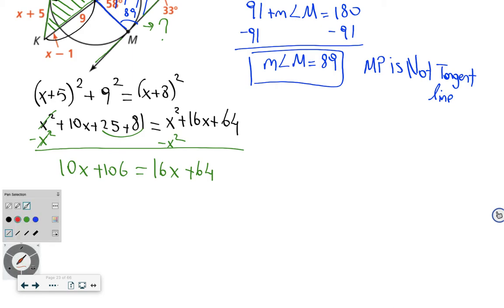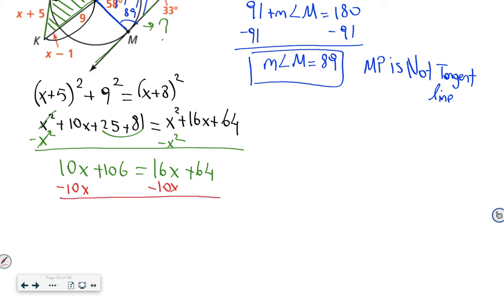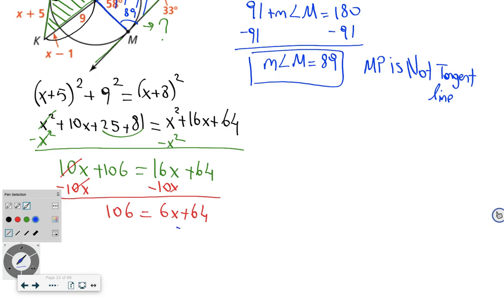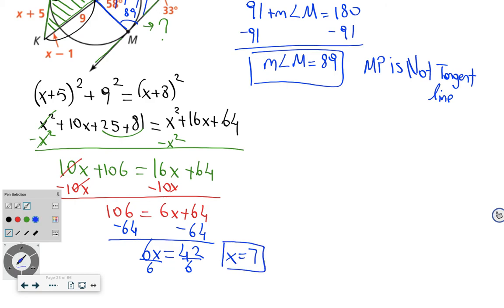If I subtract 10x from both sides, you will get that 106 is going to be equal to 6x plus 64. If you subtract 64 from both sides, you will get 6x is equal to 106 minus 64, which will be equal to 42. Divide both sides by 6. x is equal to 7. And this is your answer.